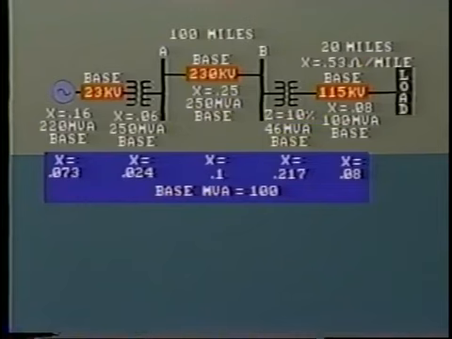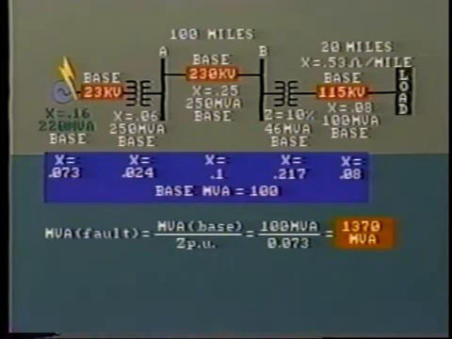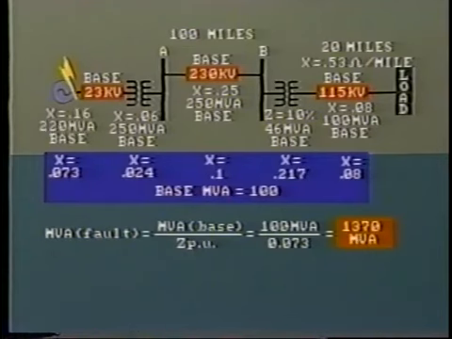Now, another fault condition. What would be the fault level if a three-phase fault occurred on the generator terminals? This would be 100 MVA divided by 0.073, the per unit impedance. This comes to 1,370 MVA. We get the same answer directly from the nameplate. That is 220 MVA, the generator rating, divided by the per unit impedance, 0.16. Observe that the generator is greatly overloaded in the immediate few cycles after the fault, before the protection system operates.